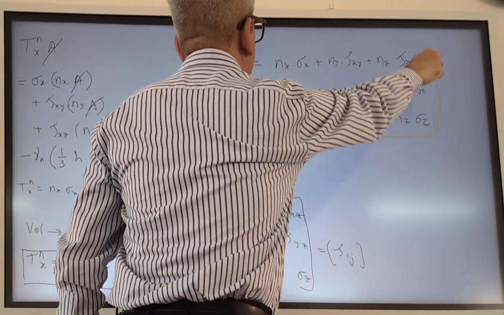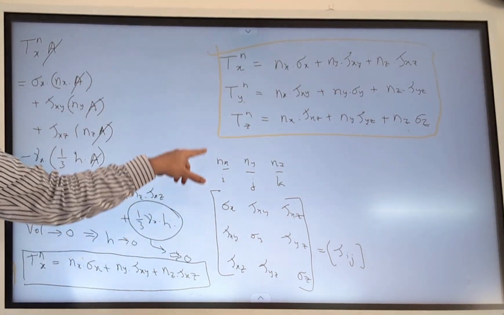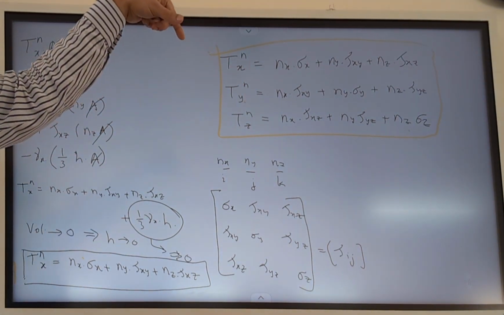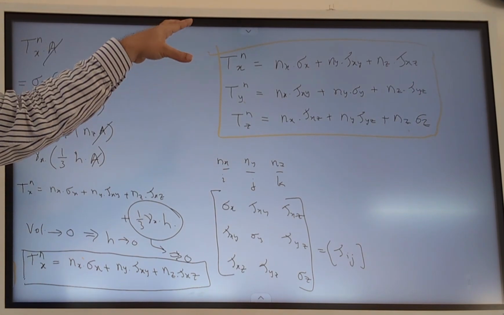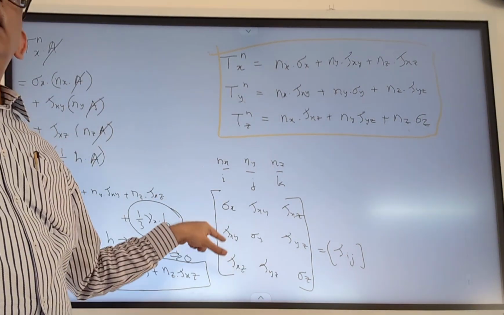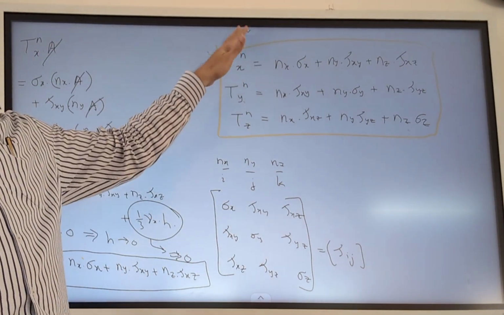So these are called Cauchy's equation. If you know the stress matrix, you can now calculate the traction vector on any arbitrary plane. That also proves that these three planes or three traction vectors are sufficient to calculate any of the infinite traction vectors.